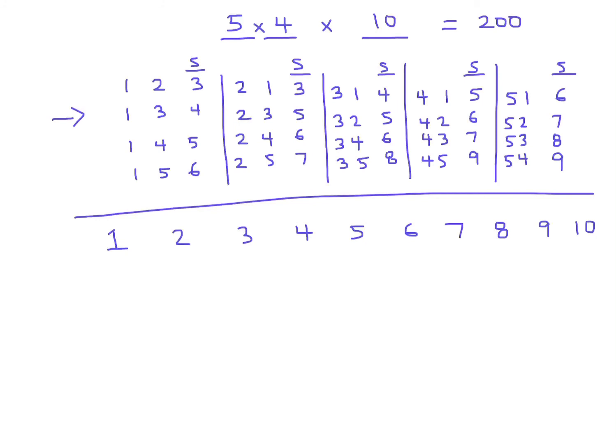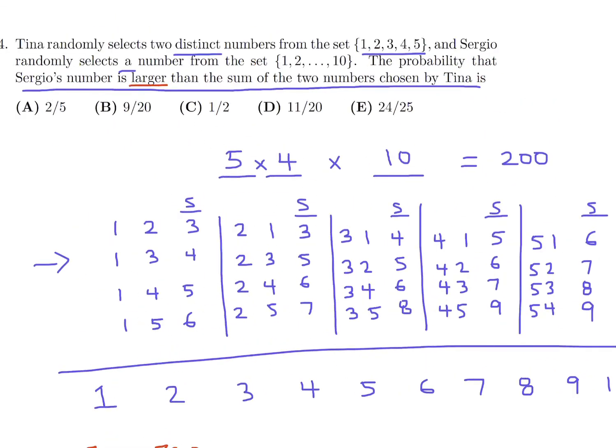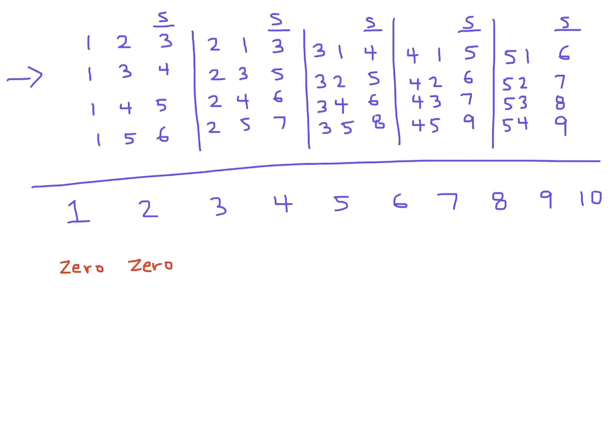All right, so let's see. If Sergio's number is 1, can that be greater than any of the sums? No, so 0 possibilities there. If Sergio's number is 2, can that be greater than any of the sums? No, because the lowest sum is 3. So again, 0. If Sergio's number is 3, can that be greater, right? Remember, larger, not equal, larger. Can it be greater than any of the sums? And the answer is no again, 0.